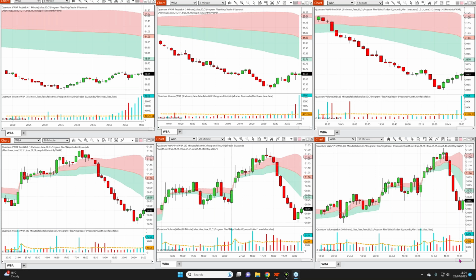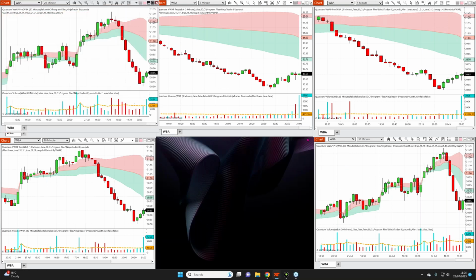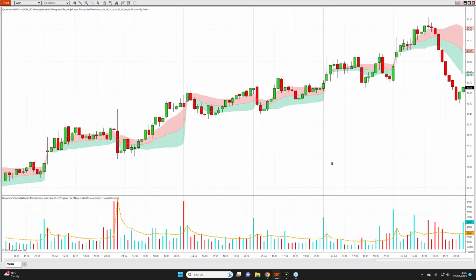But the VWAP itself is the foundation of them all. The reason I've chosen this particular stock is because, to use football parlance for a moment, it really was a game of 2 halves. And once again, it does reinforce the importance of using volume price analysis in conjunction with the indicator. I think probably the best place to start is on the 20-minute time frame here.